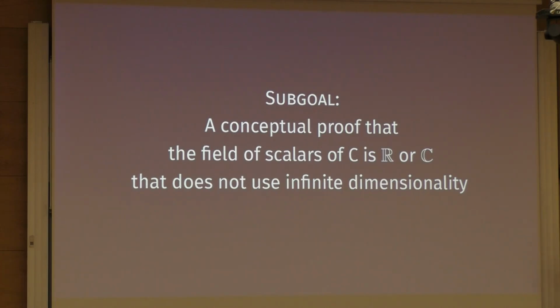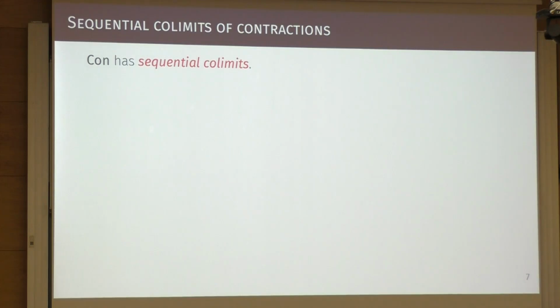So what we want is a conceptual proof that the scalars are the real or complex numbers that doesn't use infinite dimensionality. And so if we have that, then we can go the next step and give axioms for the category of finite dimensional spaces. Okay, so how do we do this?